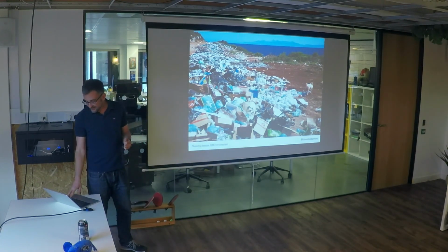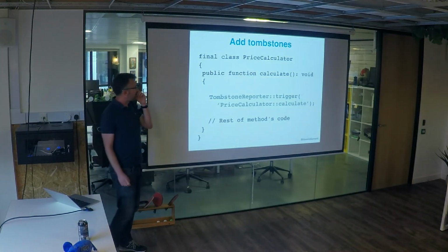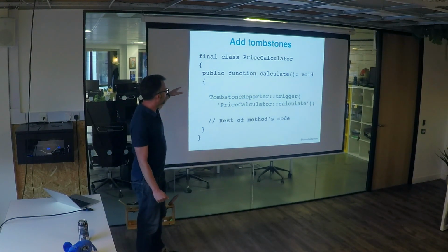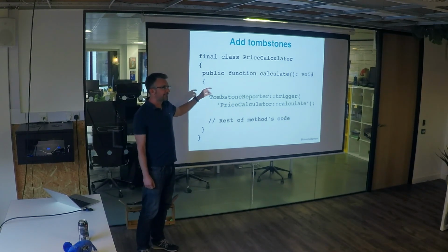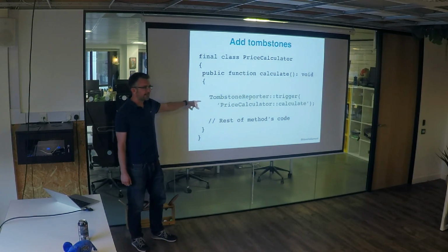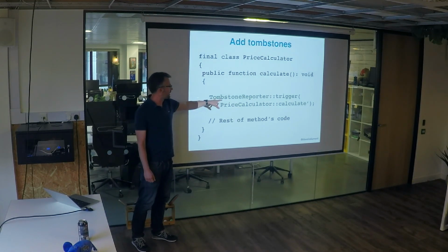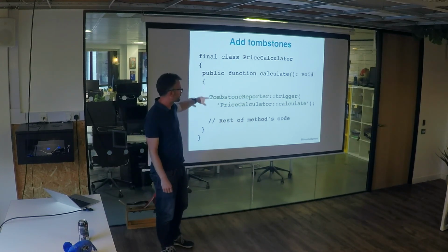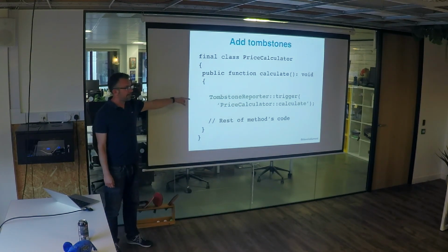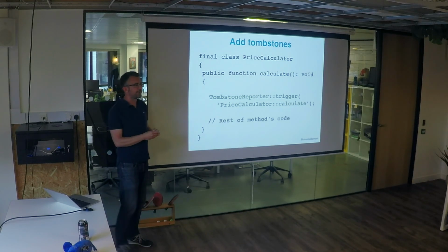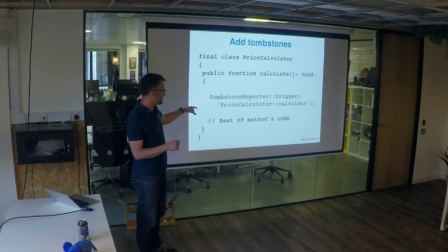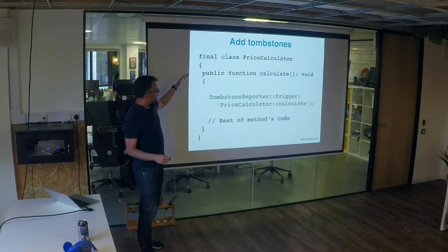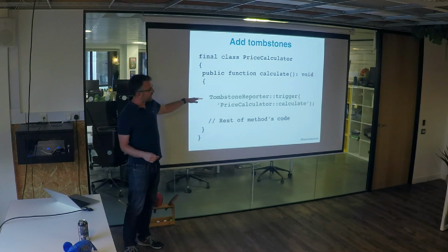And what we did is we used this concept called tombstones. So we went into every single public method and every single protected method, and we would add in some code like this: tombstone reporter, trigger, and then the name of the class and the method that we were in. Now, we didn't put these in by hand. We actually used a tool called Rector to put all of these in, and we talk about Rector later on. But what would happen is we would add this to every single public and protected method.